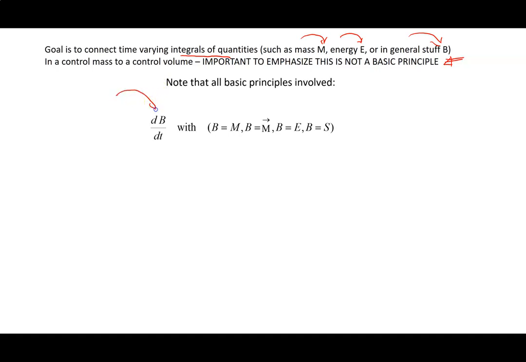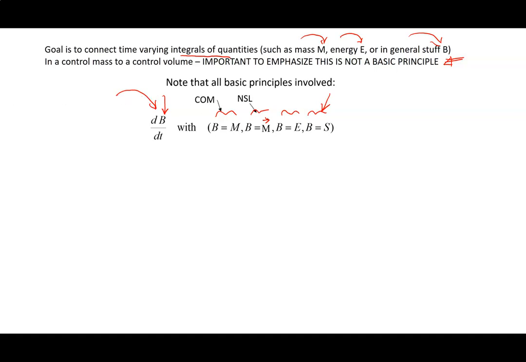The rate of change, d/dt, of some quantity B, and the quantity B would be mass if it were a conservation of mass statement, the quantity B would be m. The momentum has a vector symbol on top, if it were Newton's second law. B would be the total energy, E, or B would be entropy, total entropy inside my control mass, if I'm talking about the second law of thermodynamics, which is something that we are really not discussing in this course. But nevertheless, all of them have a similar framework. That's the point I want to make here.